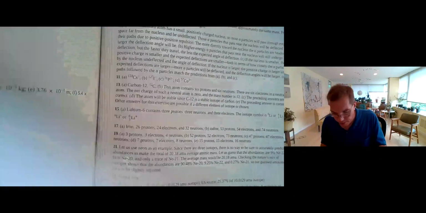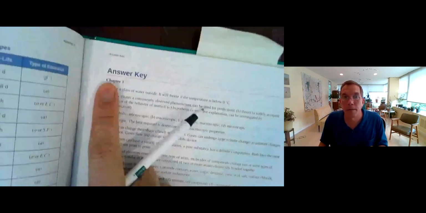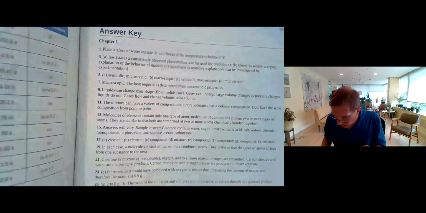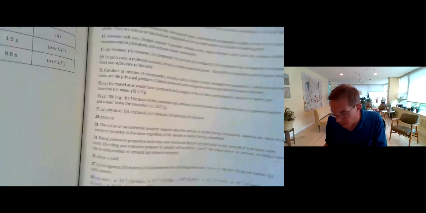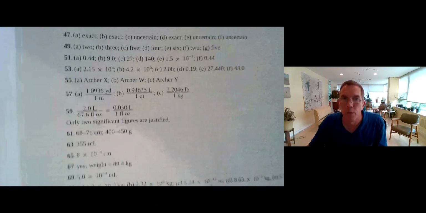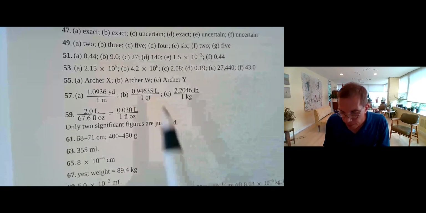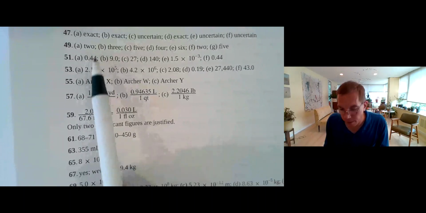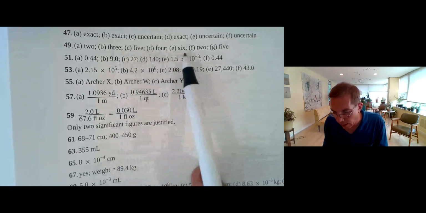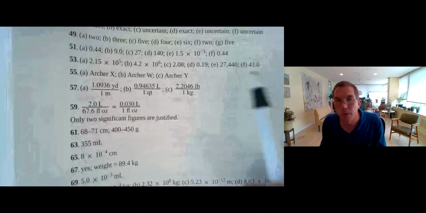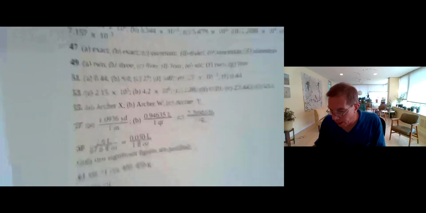So I find the chapter. So here's chapter 1. And we were doing problem, turned out to be 49 in my book. And again, there might be some variations in the PDFs, but you will find, I guarantee, problems about sig figs. And notice 49 has the answers. There's 2, 3, 5, 4, 6, 2, and 5. So I've got all of them right except for the last 2, 2 and 5. So they're telling me the right answer is 2 and 5. Well, I wrote down 3 and 3. What did I do wrong?